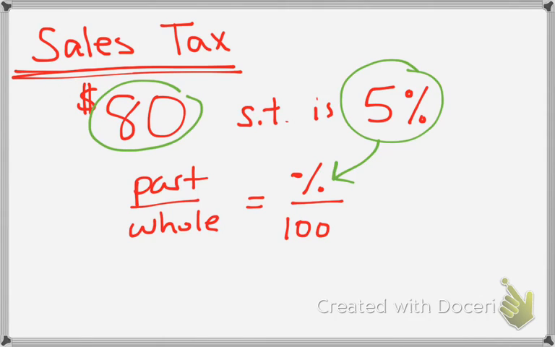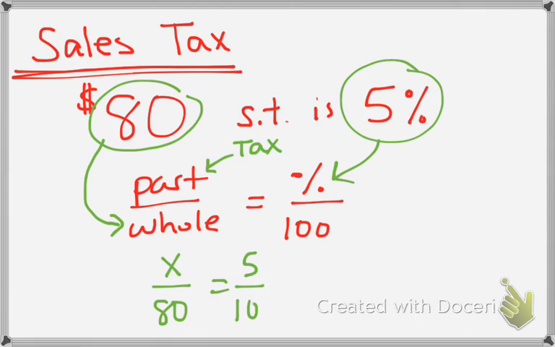Is that the part or the whole? Is that the is or the of? Is that the little bit or the total? And it's actually the total amount. So we can plug everything in. The only thing I'm looking for is the part. So whenever we're doing sales tax, the sales tax is the part. It's always going to go on top. So x out of 80 equals 5 out of 100. And now we're going to solve this problem.